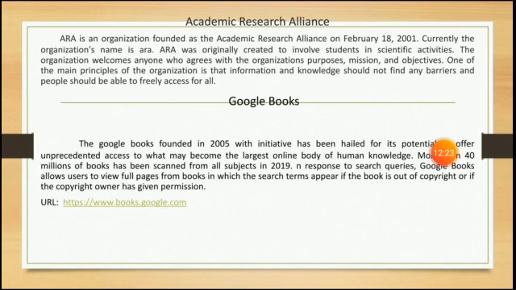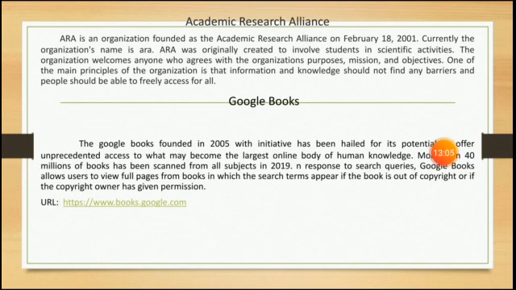Then we have Academic Research Alliance. It's an organization which was founded as the Academic Research Alliance in 2001. Currently, the organization name is ARA, which was originally created to involve students in scientific activities. It welcomes anyone who agrees with the organization's purpose, mission, and objectives. One of the main principles of this organization is that information and knowledge should not find any barriers, and people should be able to freely access it. So it does not depend on which country you are from or which religion you follow. It is completely based upon research.